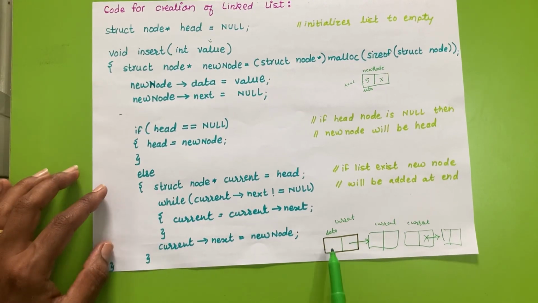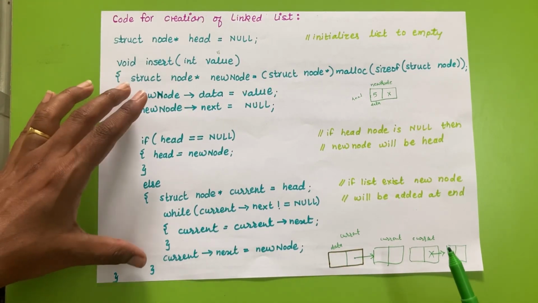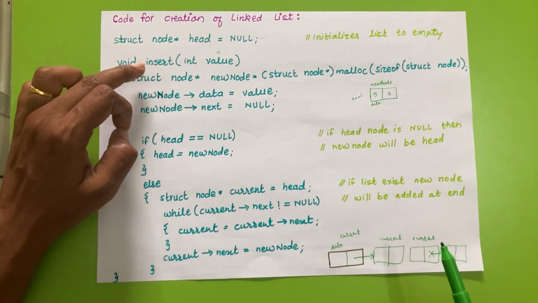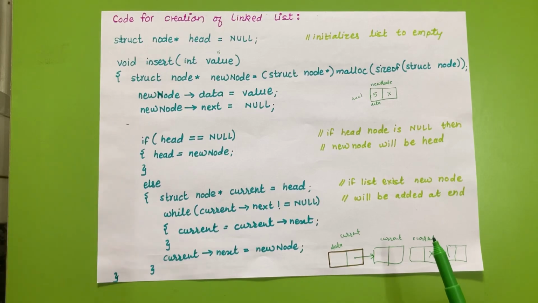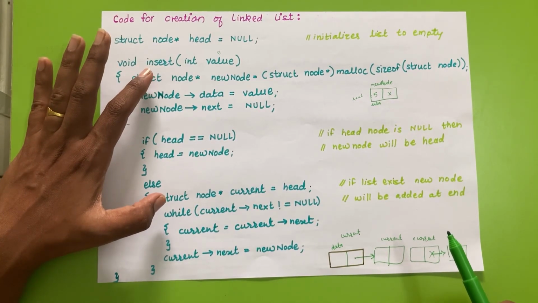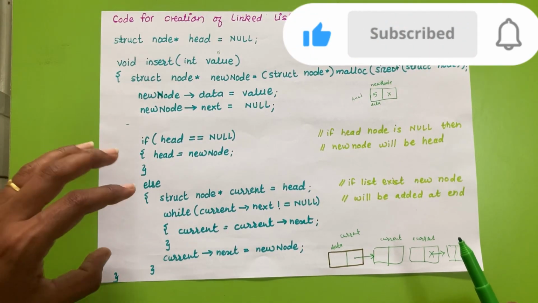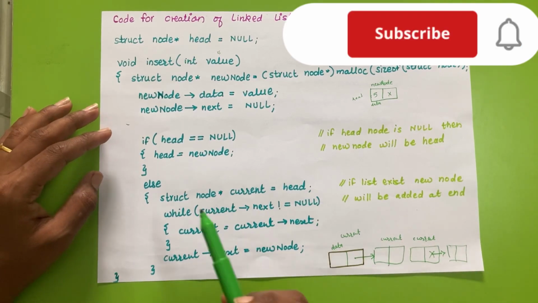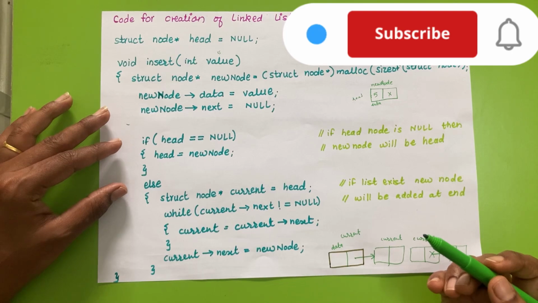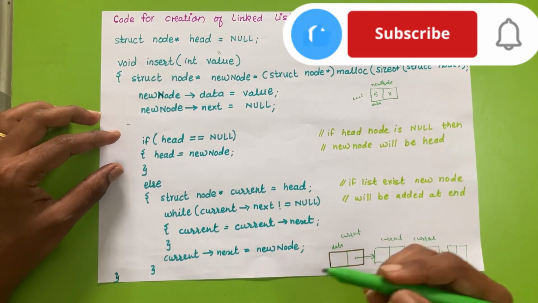So this will create the linked list. Whenever we want a number of elements to get added in the linked list, we have to call the insert function repeatedly. You can use a for loop for inserting elements in the linked list also. Hope you have understood how to create a linked list and each statement written over here in the code of creation of a linked list. For creation of a linked list, we have to call the insert function a number of times.